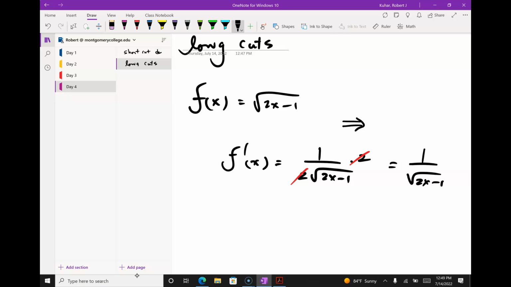But we're going to do it now with our limit. Please don't just copy me. Please write the problem and do the problem. Don't just copy me.